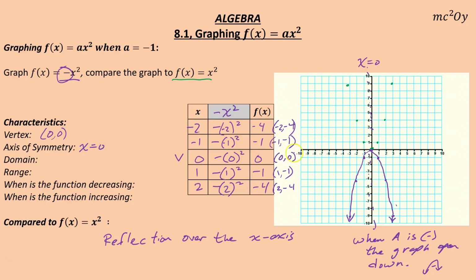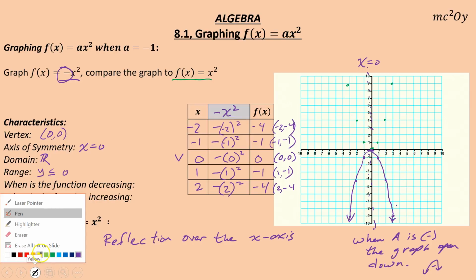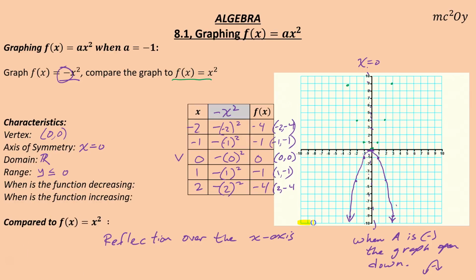The domain, still all real numbers. Range, well, it starts at 0 on the y-axis right here, but it doesn't go up, it goes down, so it's less than or equal to 0 now. Then we start talking about the increasing, decreasing thing, right? So once again, let's go until we get to that axis of symmetry. Our graph over here, remember we always start on the right or the left-hand side. We read left to right.